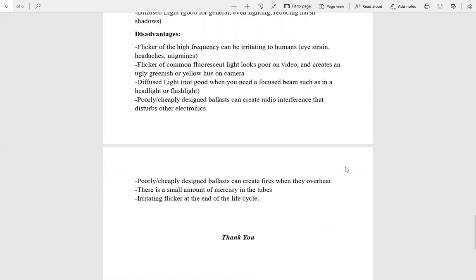Poorly or cheaply designed ballasts can create radio interference that disturbs other electronics. Poorly, cheaply designed ballasts can create fires when they overheat. There is a small amount of mercury in the tubes, and irritating flicker at the end of the life cycle. So that's all about fluorescent lamps.